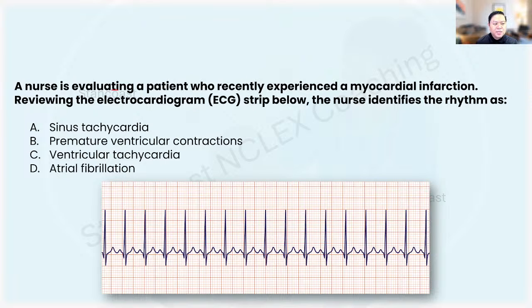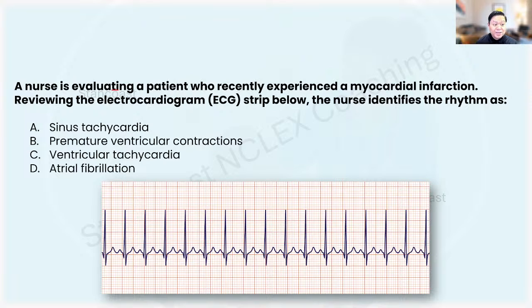Now the question here is, a nurse is evaluating a patient who recently experienced a myocardial infarction. Reviewing the electrocardiogram strip below, the nurse identifies the rhythm as A, sinus tach, B, premature ventricular contractions, or C, ventricular tachycardia, or D, atrial fibrillation? Take your pick, please. I think this would be easy.